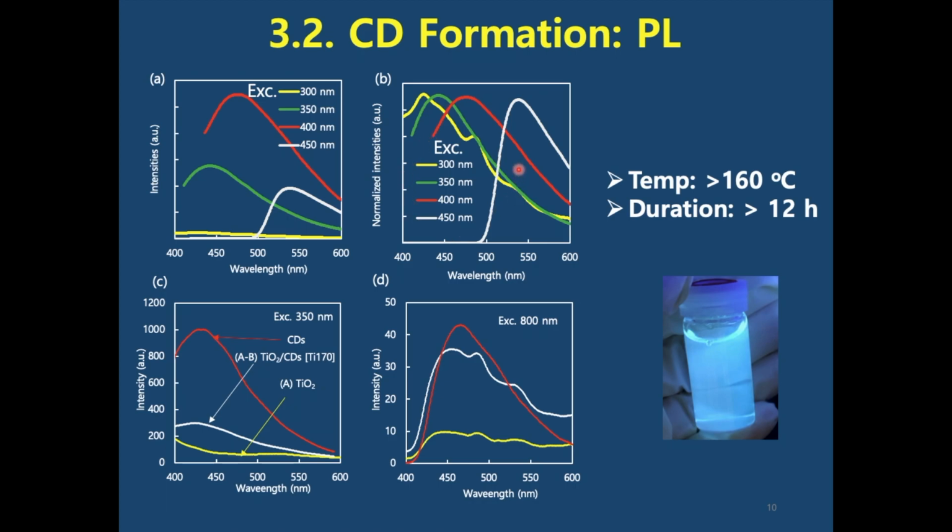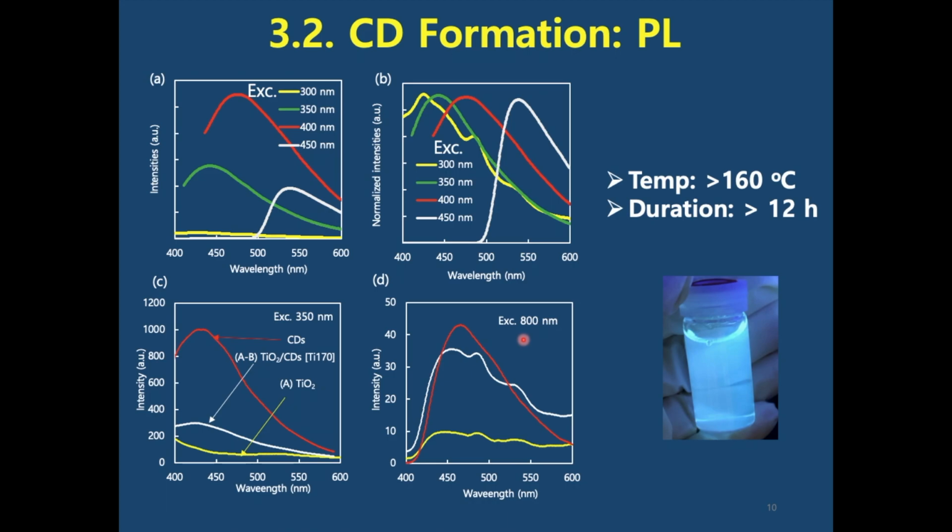This emitting is a unique characteristic of carbon dot, which is able to absorb broad light and also emit in the broad spectrum in the visible range. There is no emitting for anatase, but a small emitting for our material synthesized at 170. It has very strong emitting only with carbon dot. And of course, they also have a similar trend with the near-infrared excitations.